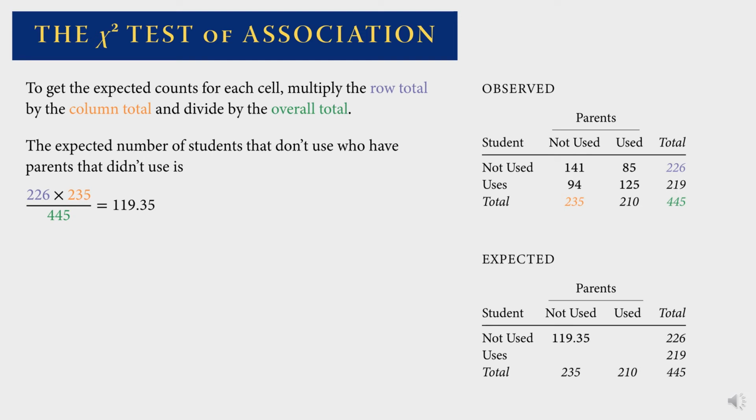To get the expected counts for each cell, multiply the row total times the column total and divide by the overall total. You can see that the observed and expected tables have the same totals. The expected number in the first row, first column is the first row total times the first column total divided by the overall total. For row 1, column 2, it's first row total times second column total divided by the overall total.